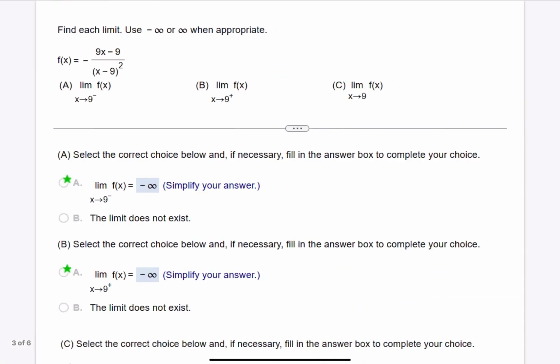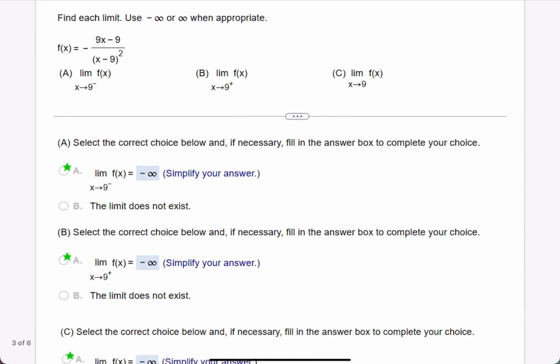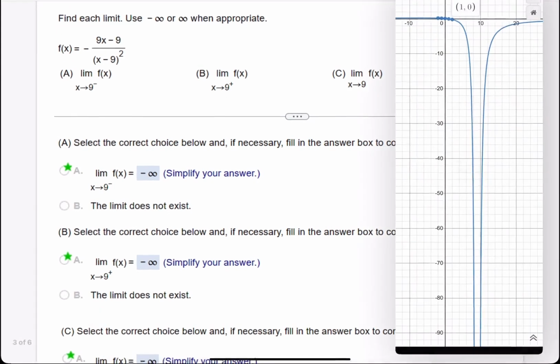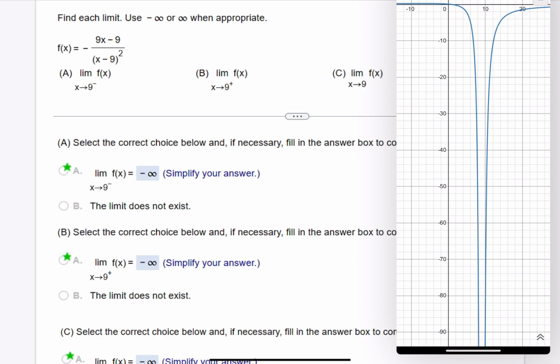Now let's go ahead and take a look at the next one. For this problem, I want to go ahead and graph it and show you what's happening. So this is the graph. Let's see, where is it?